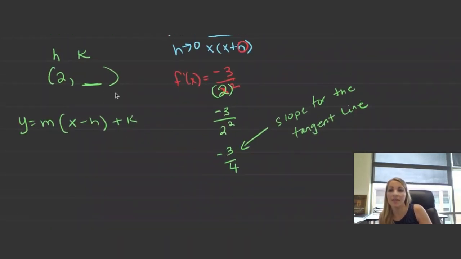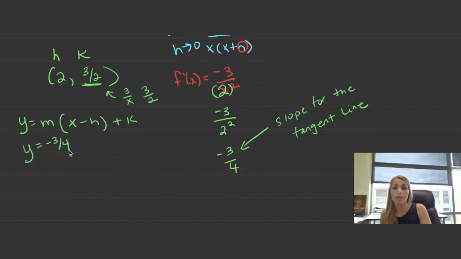So to get this, the original function is 3 over x. I'm going to do 3 over 2 because this is 2. So the equation for the tangent line in this case is y equals my slope, negative 3/4, times the quantity x minus the h value, 2, that was the x value given in the problem, plus 3/2.